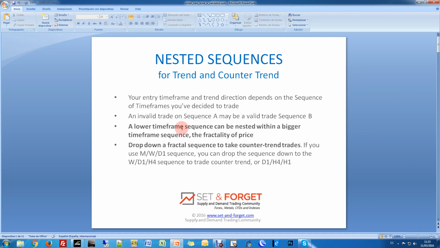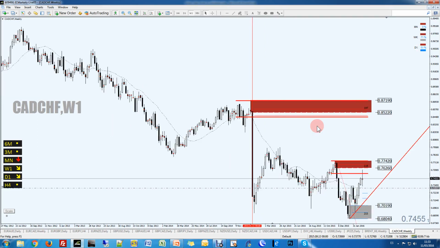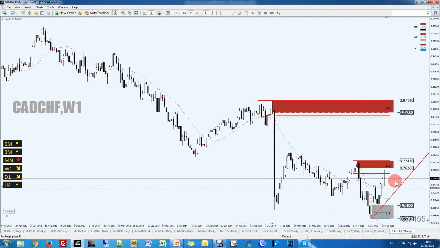And now with these counter trend fractal sequences, we can use a lower time frame sequence to validate a counter trend trade, whereas before we didn't even take it. But remember, this is very important: I will not get tired, I will not get exhausted repeating this over and over and over.